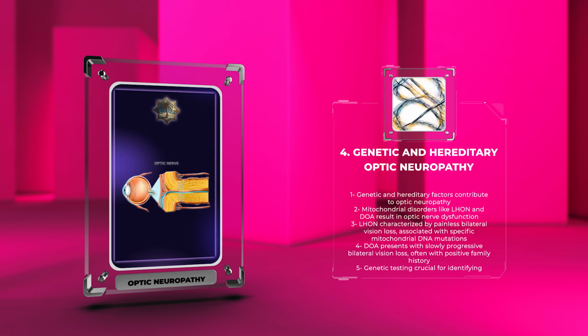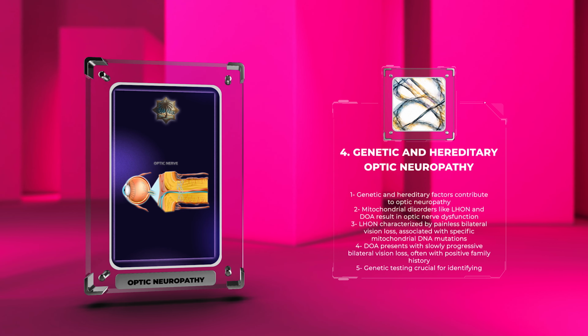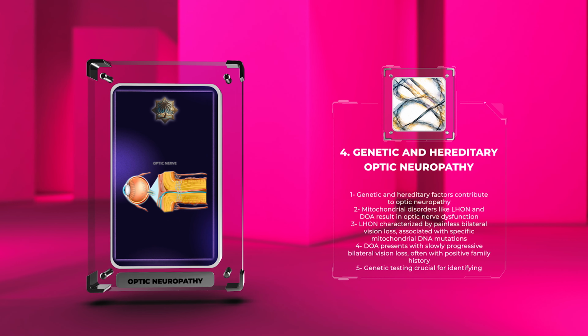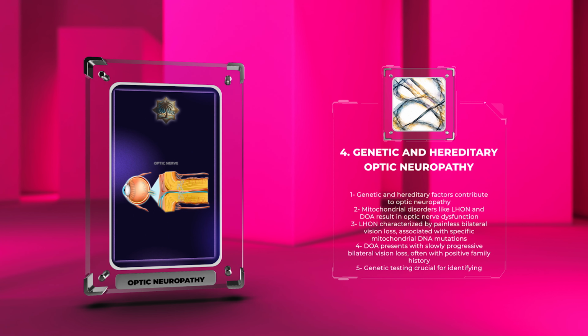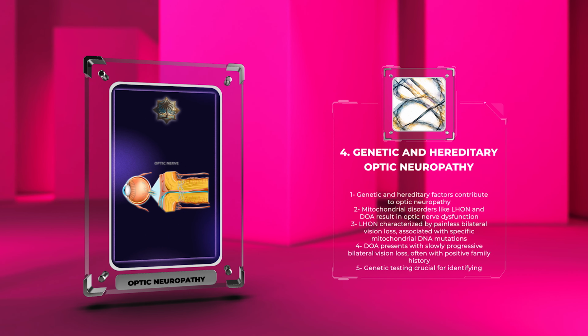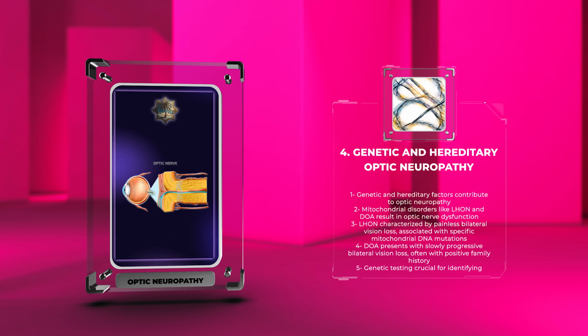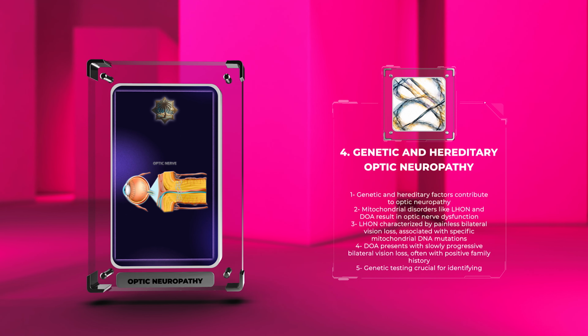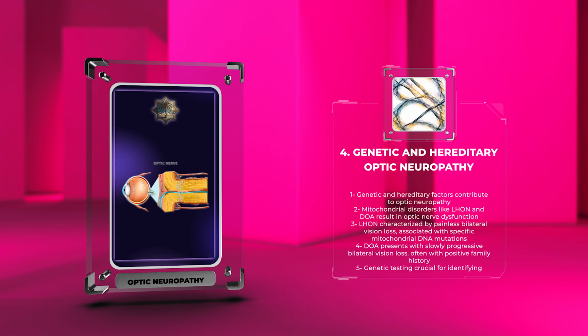DOA, on the other hand, presents with slowly progressive bilateral vision loss, often with a positive family history. Genetic testing plays a crucial role in identifying these hereditary optic neuropathies, enabling appropriate genetic counseling and potential future therapeutic interventions targeting underlying genetic abnormalities.